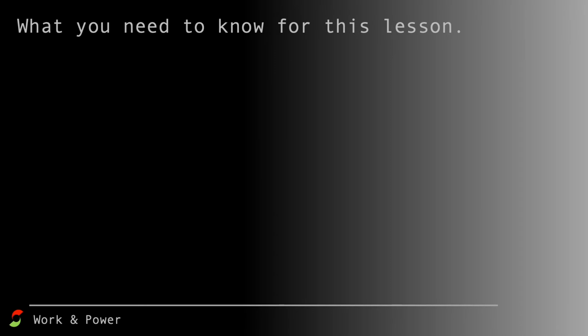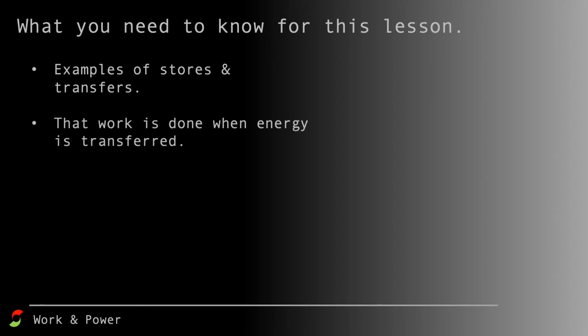So you need to know a few things to get the most out of this lesson, and they're going to be examples of stores and transfers, that work is done when energy is transferred between different types of stores, and also the equation for kinetic energy, half mv squared, and gravitational potential energy, mgh, and also work done is force times distance moved in the direction of the force. Okay, so let's get the wordy bits out.